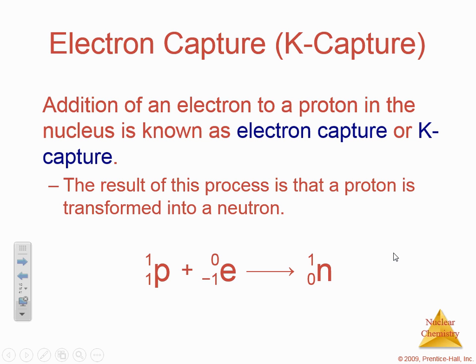Anytime we have an electron capture, or the addition of an electron to the nucleus, it's known as electron capture, or what we call K capture. And this is the result of a proton transforming into a neutron.